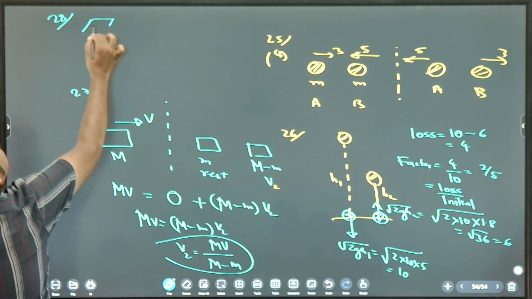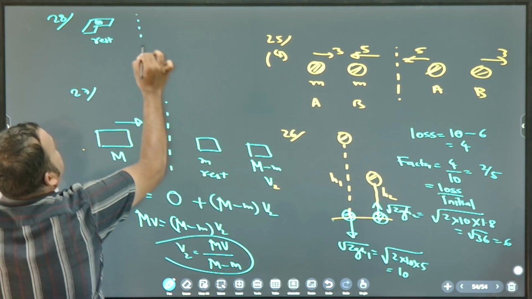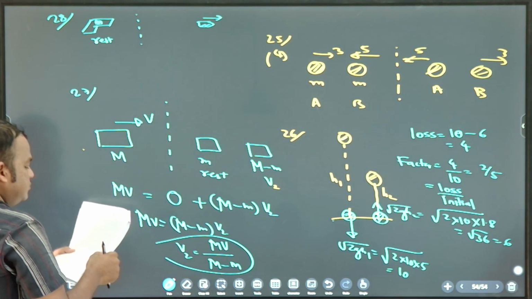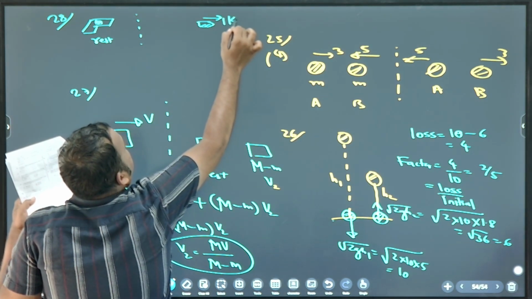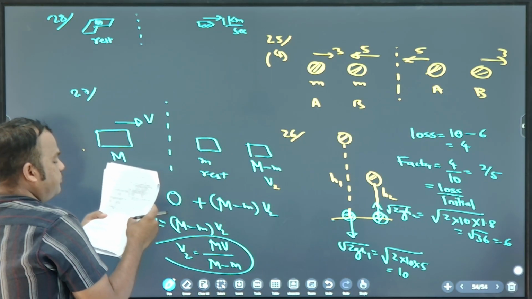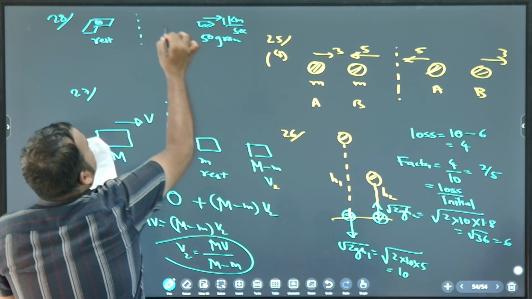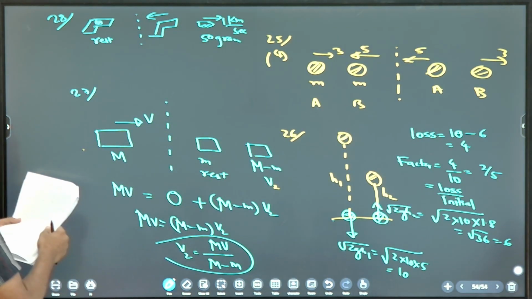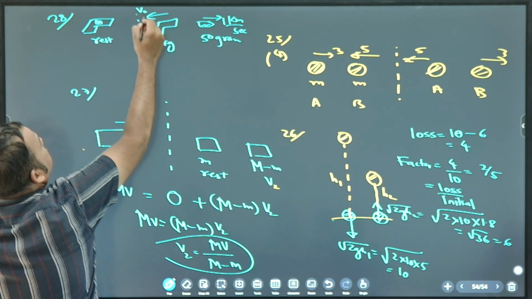So suppose this is the gun. Initially it is at rest. The bullet is also at rest. Now the bullet is going right side with, it is given, I think, 1 kilometer per second. The mass of the bullet is given, 50 gram, and the gun will recoil left side. So the mass of the gun is given 5 kg. So again momentum conservation. Suppose this is V2.